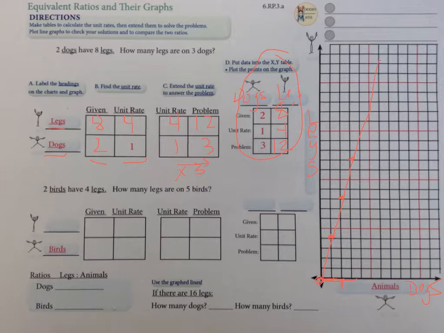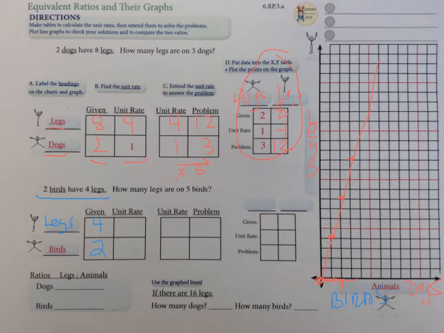And you could use that to predict large number of legs or large number of dogs and how the legs react to the dogs. Okay, now let's start looking at birds. Let's do the same thing. It's given 2 birds have 4 legs. So we've got, again, legs, and then this time the animal is birds. We're going to make the graph on the same grid system. Given information says that there are 4 legs on 2 birds.